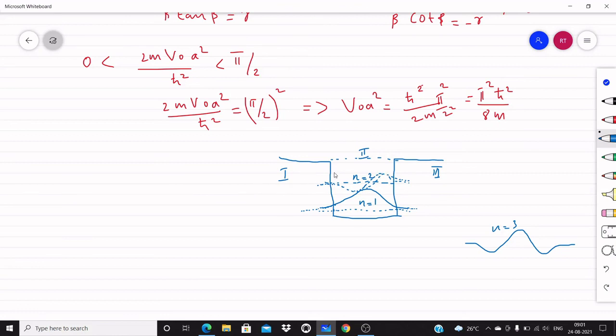So all these represented n equal to 1, 2, 3 are bound states. And we have also seen that the wave functions have tails beyond the classical turning points. This means that there is a finite probability for the particle to be outside this well. This means quantum mechanically there is a chance for the particle to tunnel or leak into the classically forbidden regions.